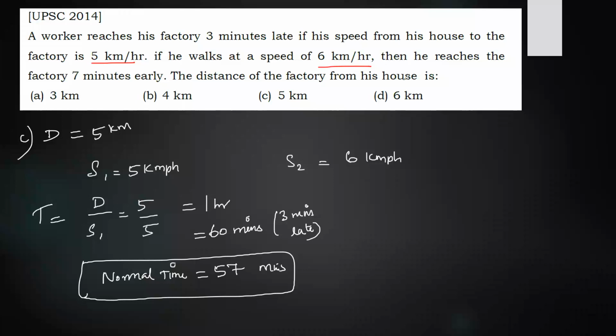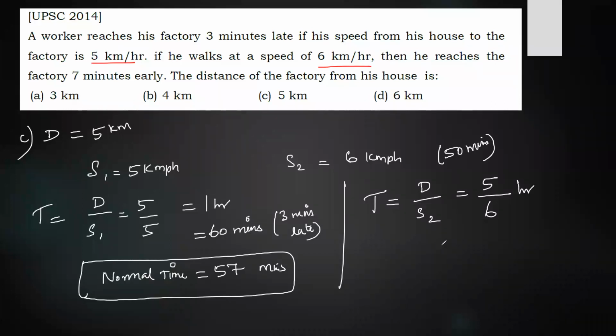The second question is given that 7 minutes earlier, so we have to reach within 50 minutes. That's the question here. So I'm checking whether we are getting 50 or not. Distance by speed 2, same distance, speed is here 6 km per hour. Convert into minutes, just multiply by 60. You will get 50, right? So my option is right. I'm getting 50. Therefore, my option 5 is right.